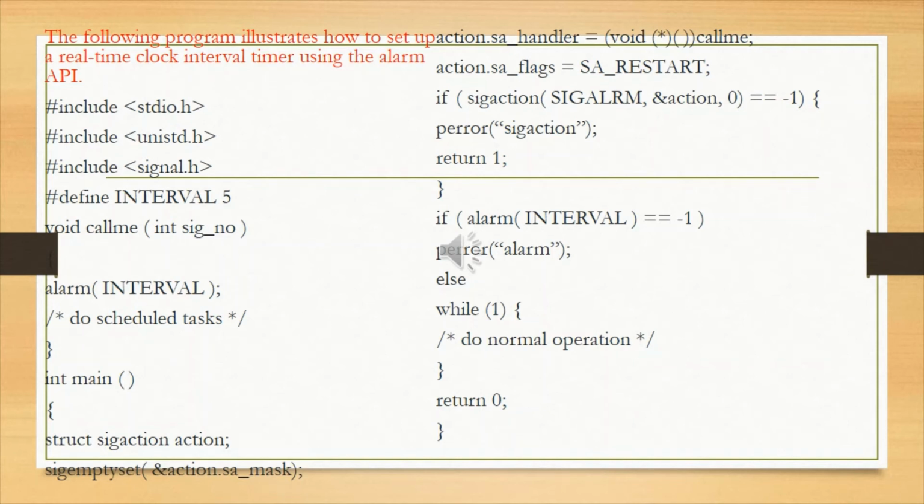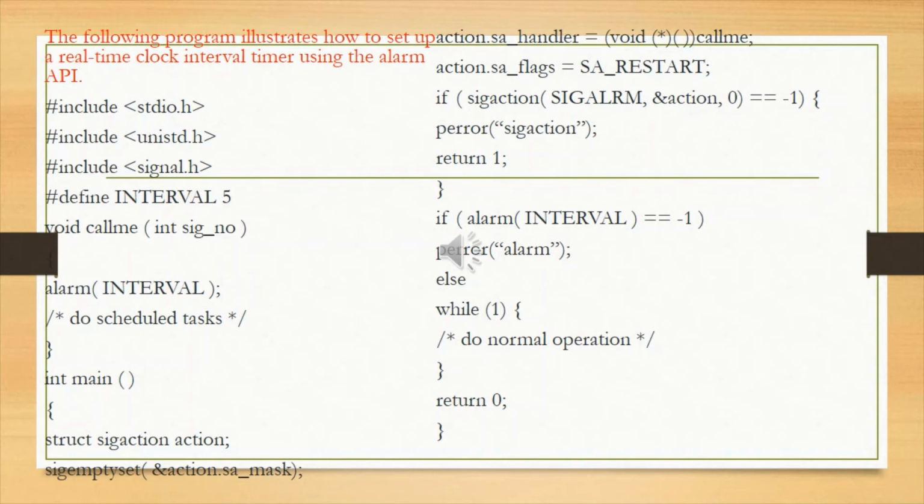If alarm interval is equal to -1, then it provides only the alarm. Else you check the while value, and if it is there, do normal operations, otherwise return 0. The sigaction function is called to set up call_me as the signal handling function for the SIGALRM signal.